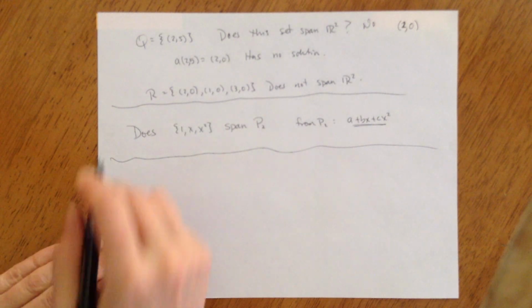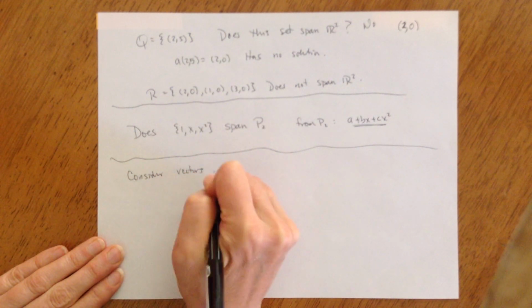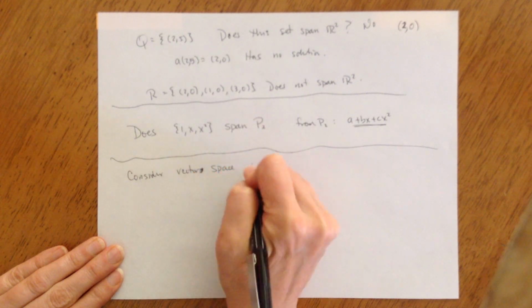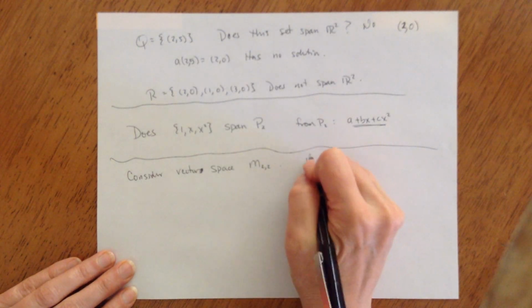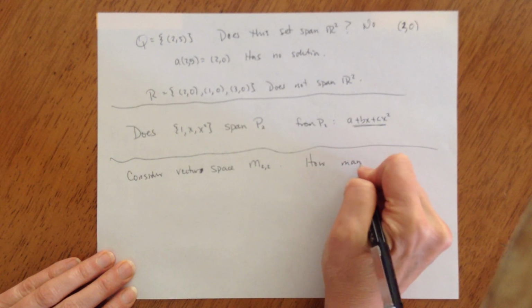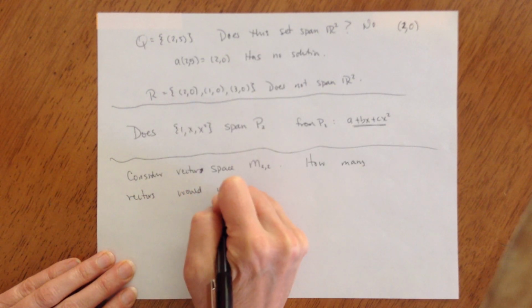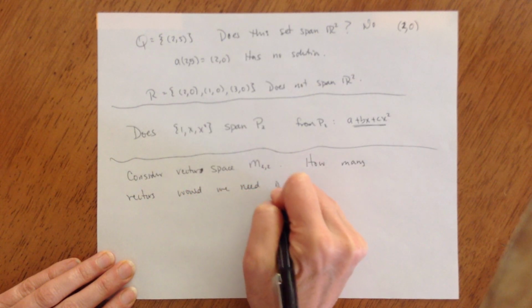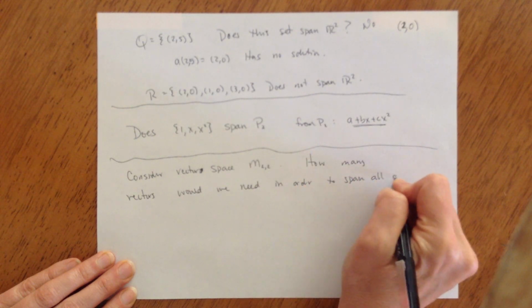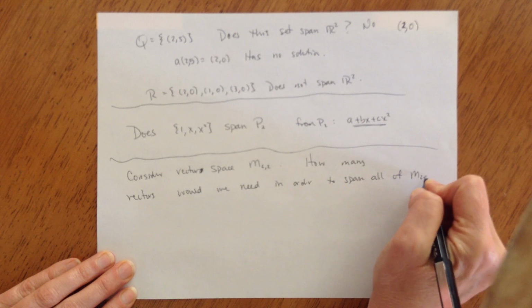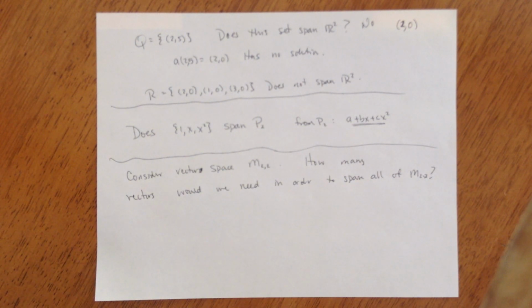And how about, let's consider the vector space of 2 by 2 matrices. How many vectors would we need in order to span all of this vector space? And I'll let you pause the video and think about that for a minute.